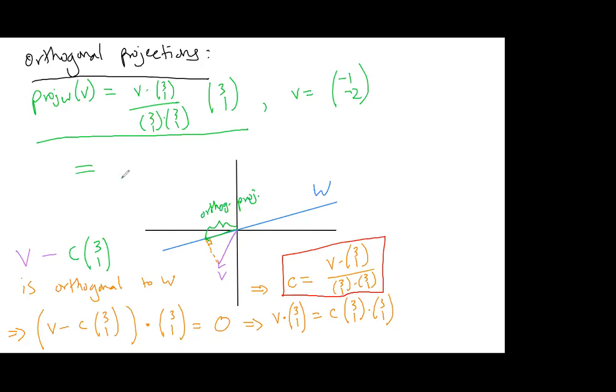So the first one is -3 minus 2, -5 over 10. Okay, so it does look like it's in the third quadrant. So this is the orthogonal projection. Yeah. So did everyone follow what was happening there? Are there any questions so far?